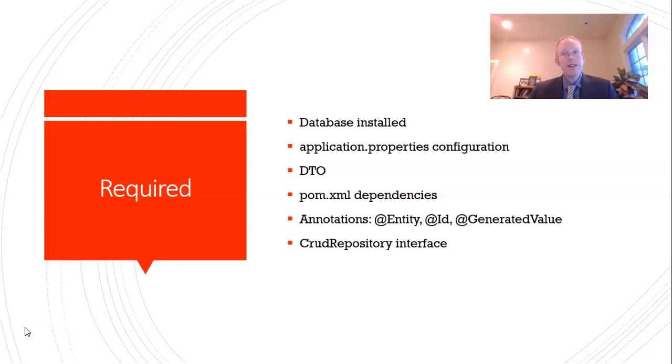We need to have a DTO, which I've created in a previous video, and then we use some simple annotations on that DTO. So @Entity says this is a DTO or data transfer object, JavaBean, whatever you want to call it, and I want this DTO to persist to a database. @Id and @GeneratedValue says this is the primary key, and I want to auto-generate the primary key for this.